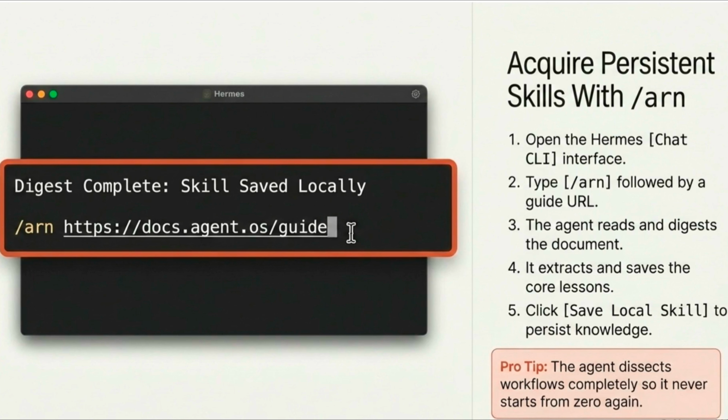You can acquire persistent skills using the /learn command. In the Hermes chat interface, type /learn followed by a guide URL. The agent will digest the document and extract core lessons. Click Save Local Skill to ensure the agent never has to start from zero again.